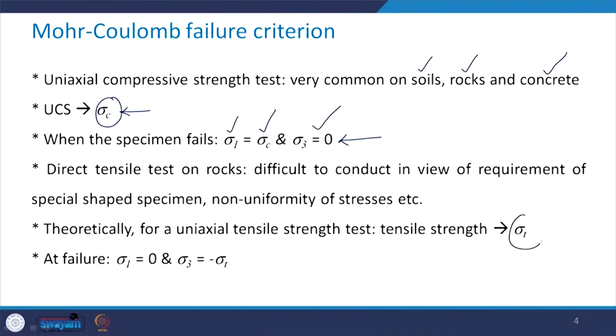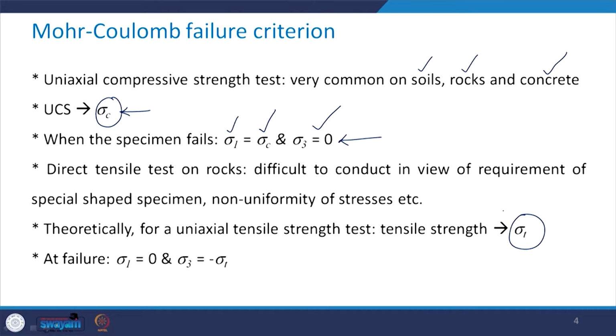But say theoretically, if we are conducting the direct uniaxial tensile strength test, in that case, at failure, what we will get is the tensile strength, say sigma t.